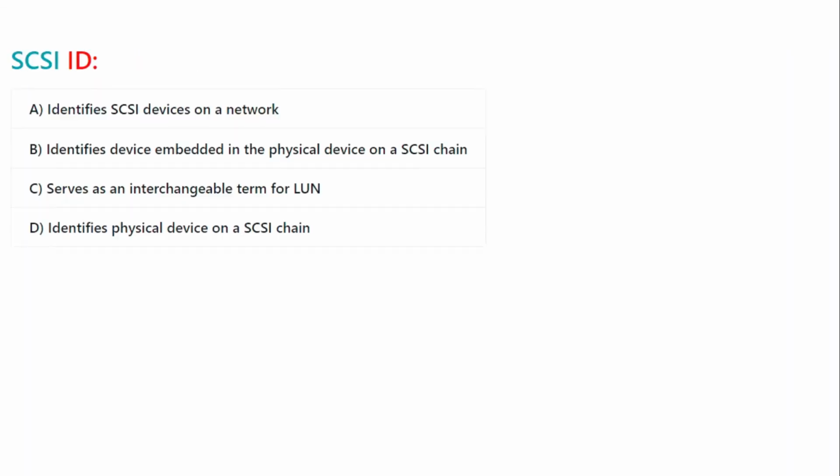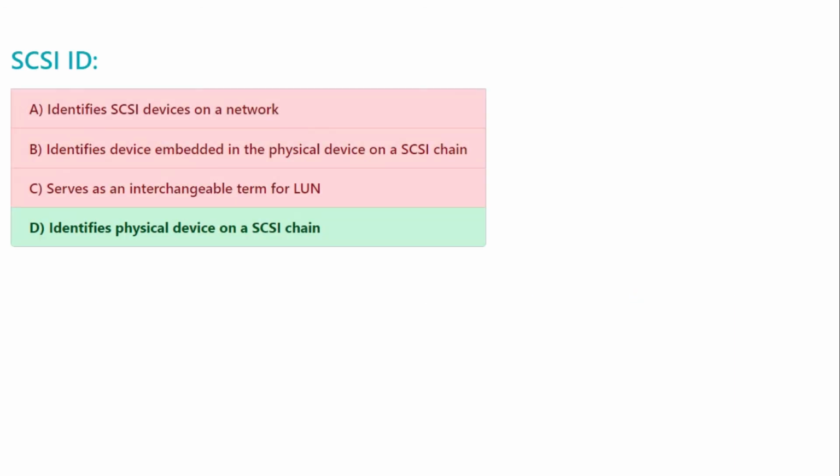SCSI ID. A. Identifies SCSI devices on a network. B. Identifies device embedded in the physical device on a SCSI chain. C. Serves as an interchangeable term for LUN. D. Identifies physical device on a SCSI chain. The correct answer is D. Identifies physical device on a SCSI chain.